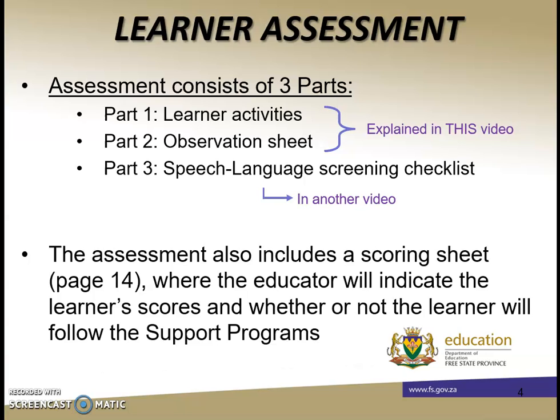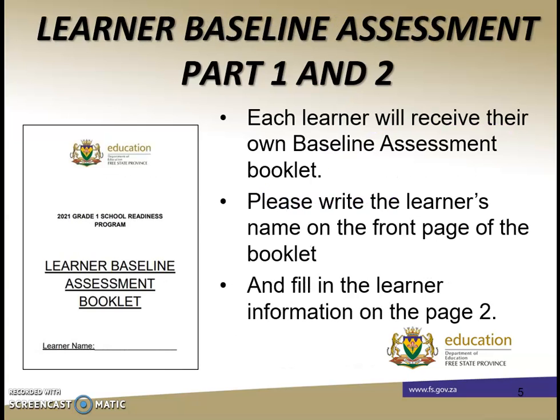The assessment consists of 3 parts. Part 1 is the learner's activities, and part 2 is the observation sheets. This is explained in this video. Then there's part 3, which is the speech and language screening checklist that will be explained in another video. The assessment also includes a scoring sheet found on page 14, where the educator will indicate the learner's score and whether or not the learner will follow the support program.